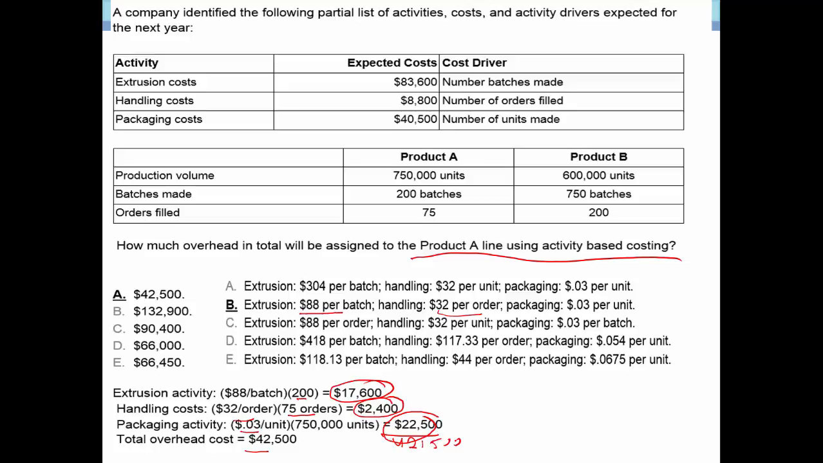And if they wanted the cost per unit, I guess I'd have to take that $42,500 for product A. How many units? 750. I would divide that by the 750, and that would give me the cost per unit, whatever that comes out to.